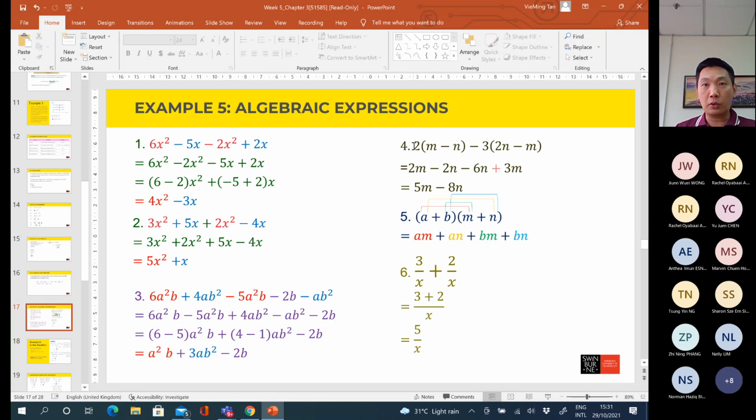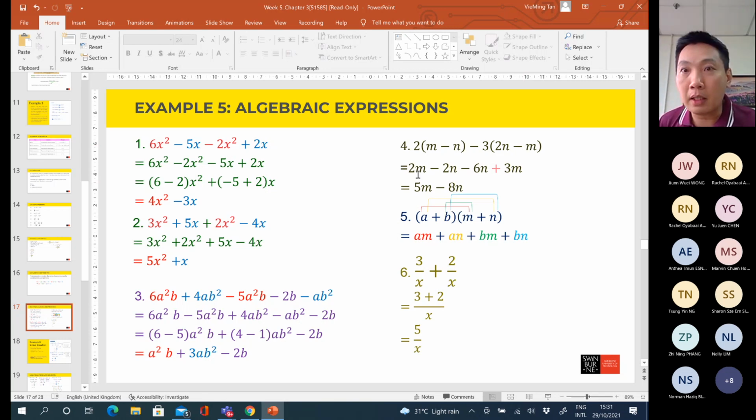Move in. Okay? So 2 multiply m, you'll get 2m. 2 multiply negative n, you'll get negative 2n. Then how about here? This is negative 3. Negative 3 multiply 2n, you'll get negative 6n. Negative 3 multiply negative m. Because it's negative multiply negative, negative becomes positive. Positive 3m. So I use red color. So do you know how to get positive here? It's because negative 3 multiplies negative m, negative becomes positive.